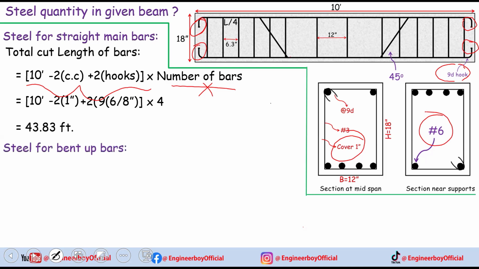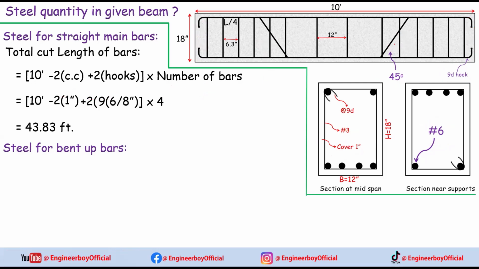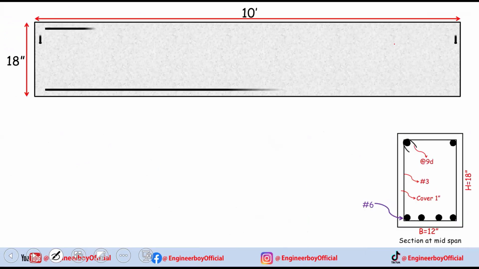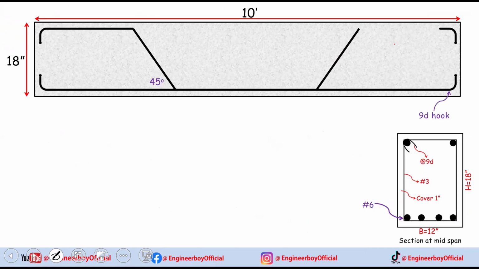Now, the steel for the bent up bars are only 2, and the length calculation can be a little bit different because we have bends over there, two bends, and that is actually at 45 degrees. So let's have another page. As you can see, I'm going to draw the same section again, so we can have some details over here.